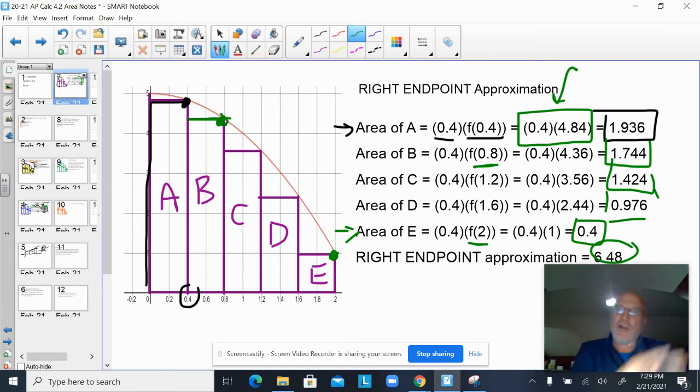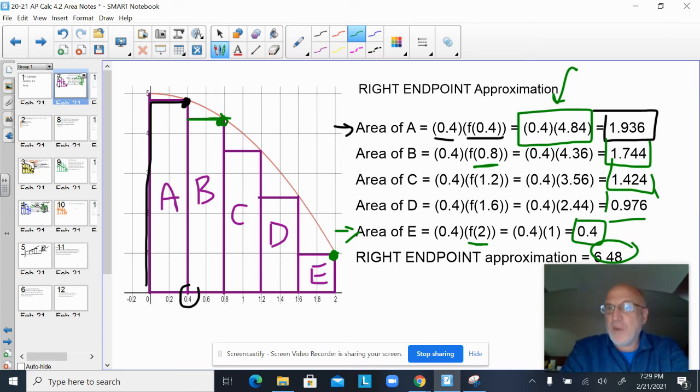Again, for this particular curve, since it's decreasing, it is an underestimate, but it's an estimate. But again, I'd like you to see that if I broke those 5 rectangles into 10 or 20, I would have less error. It would be closer to the actual area under the curve. Just keep that in mind. So that's the second one.